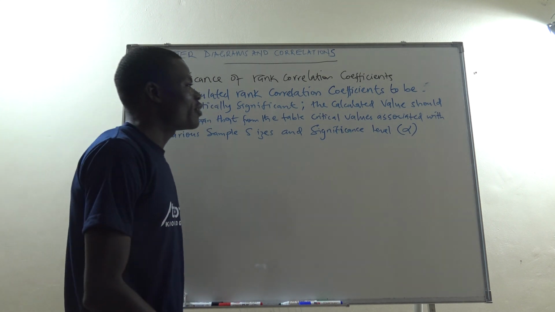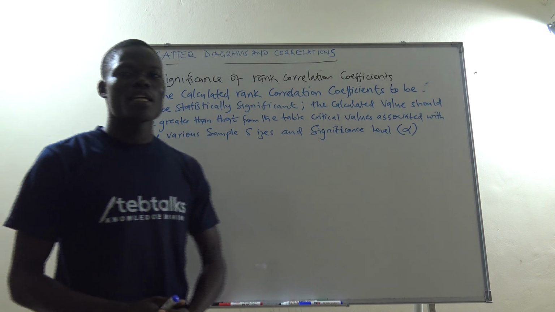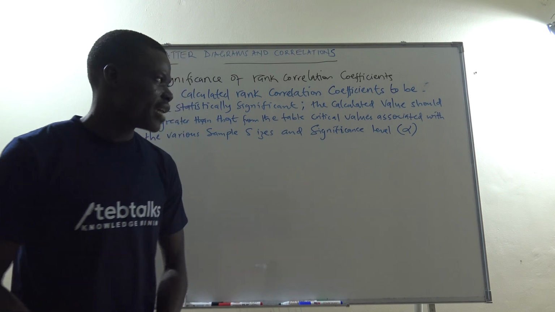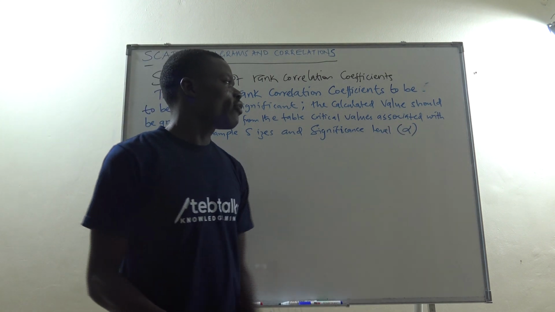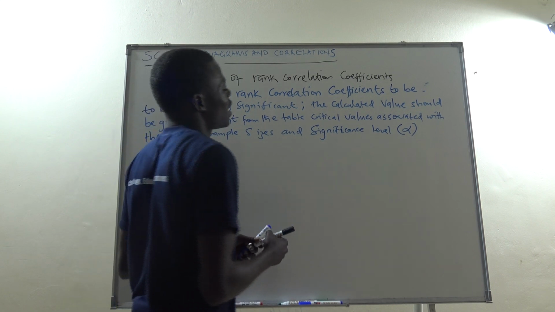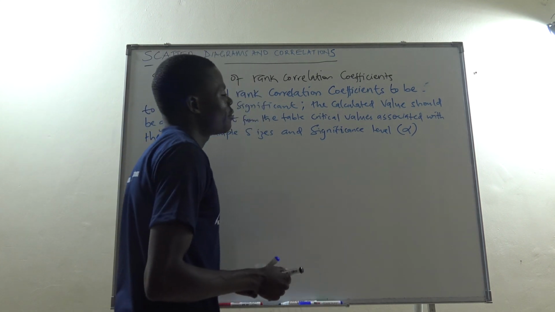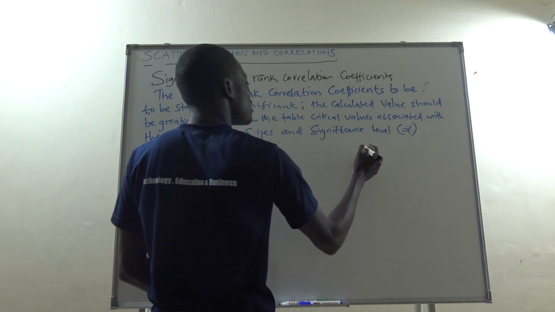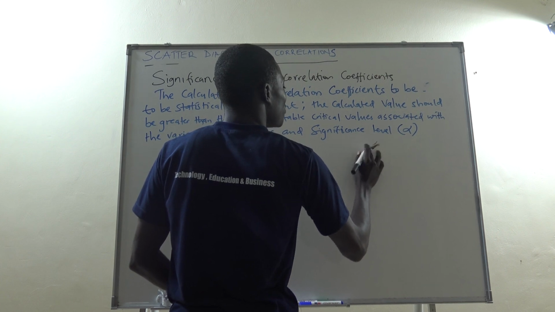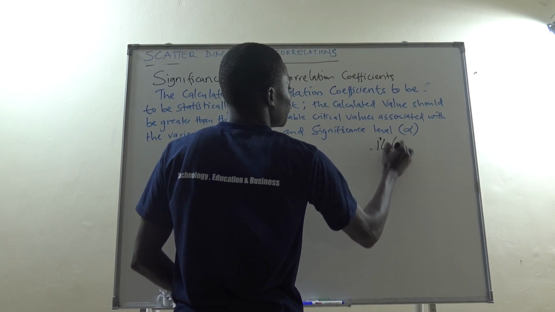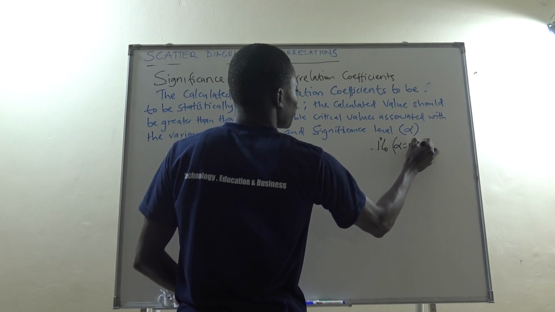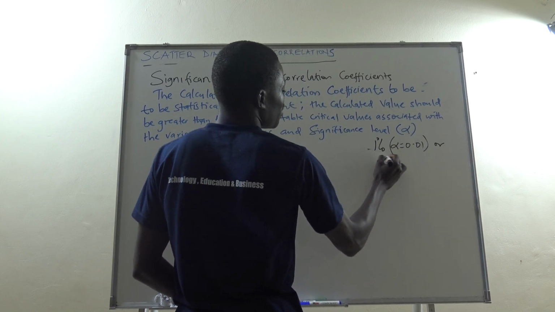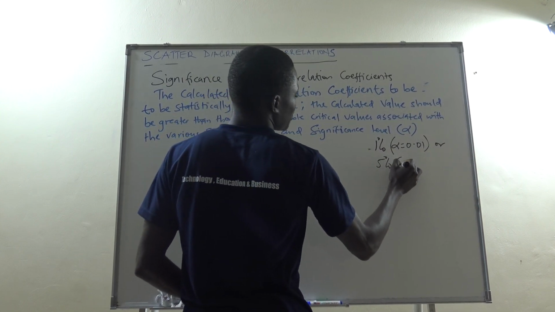When you calculate your value of Spearman's rank correlation, they may tell you to comment on your answer based on a given level of significance. That level of significance is denoted as alpha. It is usually 1%, which is alpha equal to 0.01 if you convert it to decimal, or they give you a 5% level of significance, which is the same as alpha equal to 0.05.